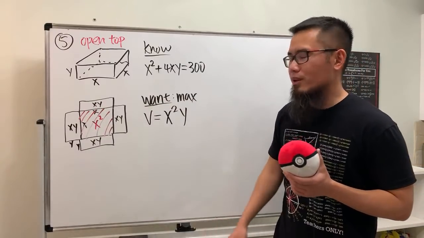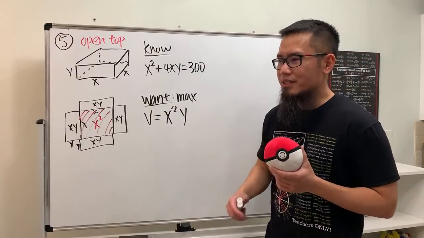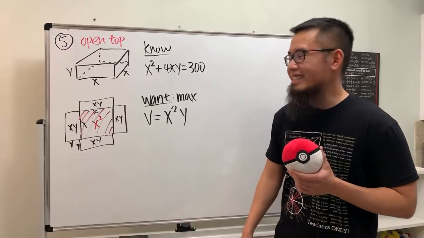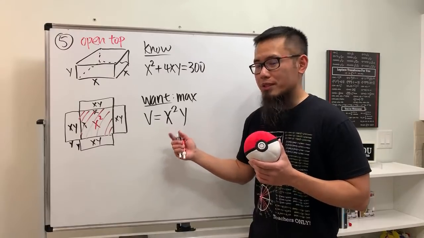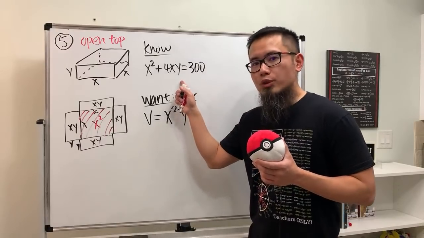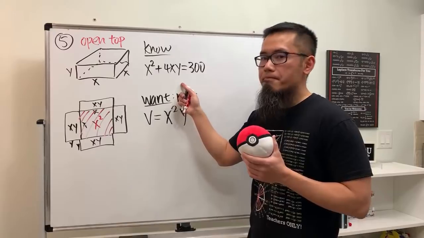We cannot do calculus with x and y. This is not calculus 3, right? So when you have the equation with x and y right here, what we do is we go back to what we know, and this right here is called the constraint equation.